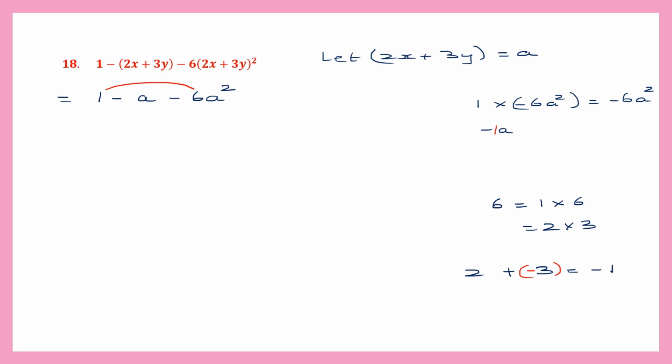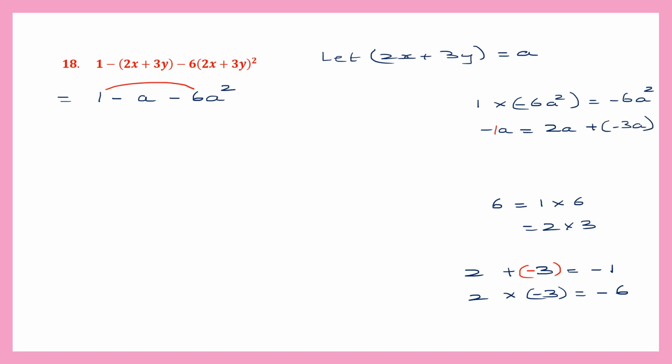Let's multiply and see. 2 into minus 3. The sign is minus, 2 3s are 6. So when we add up 2 and minus 3, we get minus 1, which is here. And we multiply 2 and minus 3, we get minus 6, which is here. So these are the two terms that we have split minus 1a into. That will be 2a plus minus 3a.